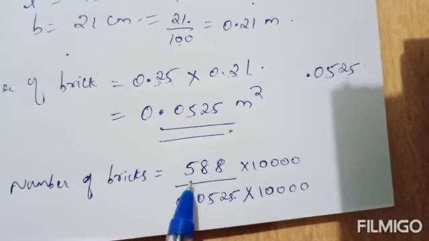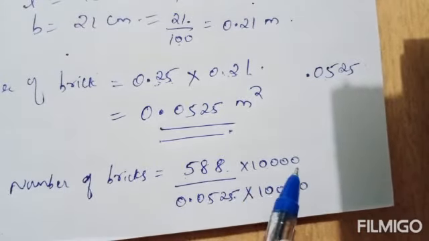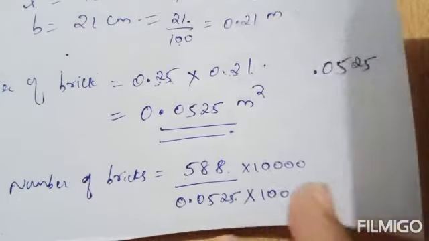So what will you get? 588 into 10,000 is 5,880,000. You will get that. Okay.